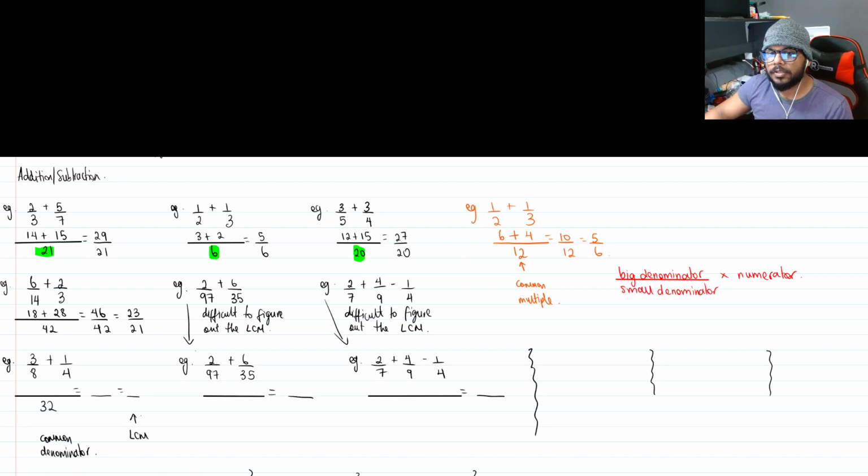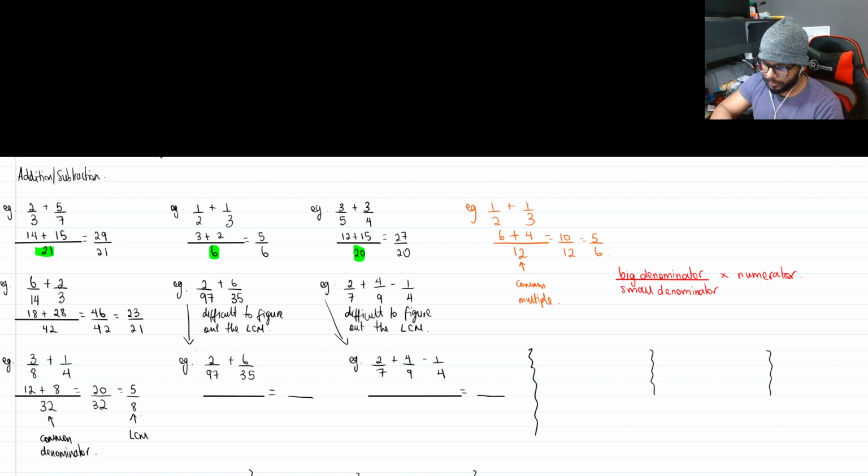8 into 32 is 4. 4 by 3 is 12. 4 into 32 is 8. 8 by 1 is 8. Well, 8 plus 12 is 20 over 32. Now this can be reduced. 20 over 32 can be reduced to 5 over 8. So 32 was my common denominator. But because it could be reduced, 8 would be my LCM. Let's try the next example.